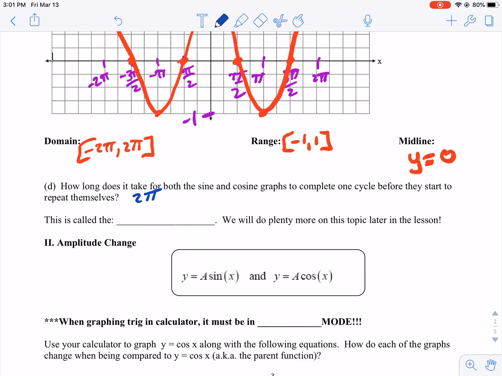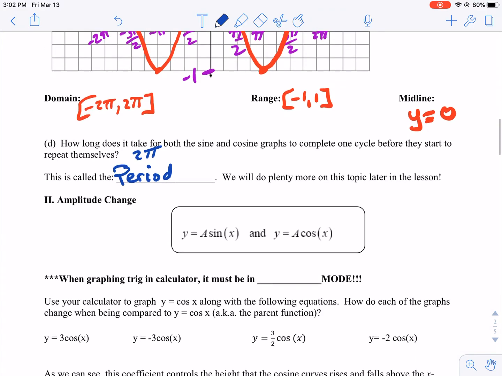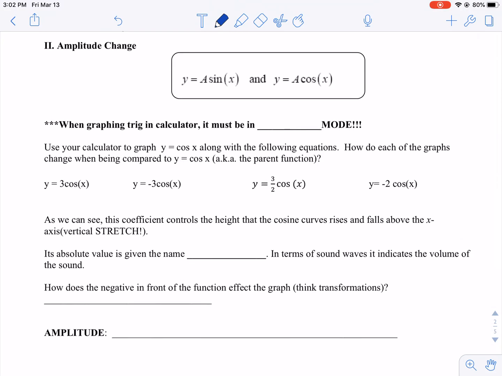Okay, so the period is what we call that. The period is how long it takes to complete one cycle. Generally, it takes 2 pi, we will eventually mess with that. But a standard cosine graph, a standard sine graph, the period will be 2 pi. That's how long to get one cycle. All right, so amplitude. Amplitude is how high above the midline the graph goes.